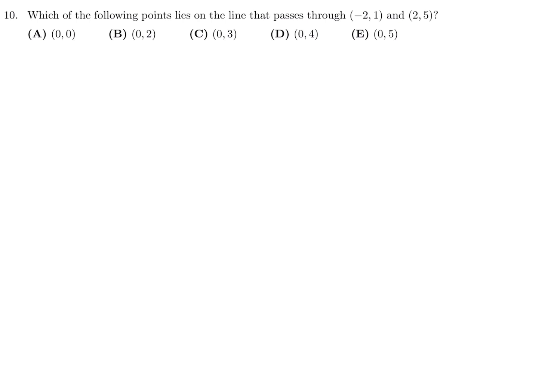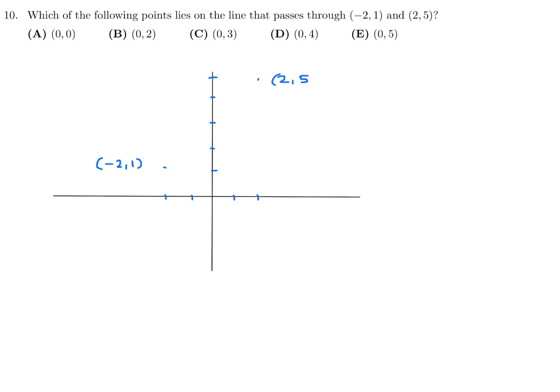Which of the following points lies on the line that passes through (negative 2, 1) and (2, 5)? Well, let's draw a little graph here, and let's see what we get. First, I'll just make the sketch. Minus 2, 1. So minus 2 is here, 1 is here. So there's the point minus 2, 1. And then 2, 5. So 2 is here, 5 is approximately 1, 2, 3, 4, 5. So 5 is here.